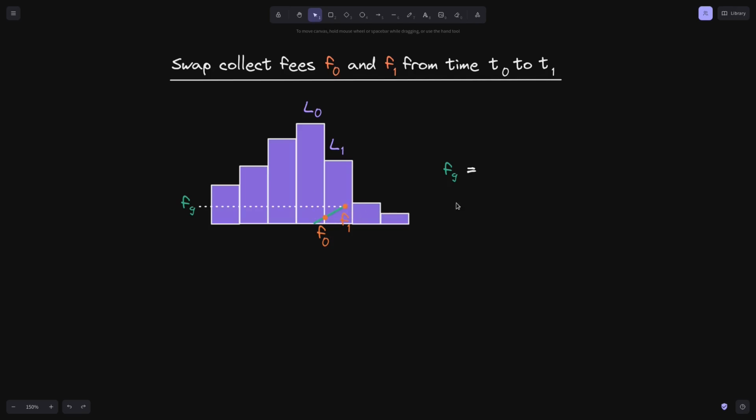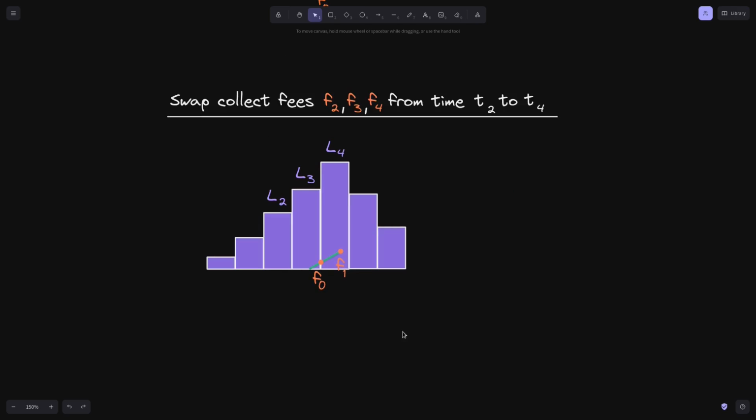Okay, so from this swap, let's calculate fee growth, f of g. Well, on the first swap, it collected F0 at liquidity L0, so we put F0 divided by L0. In the next liquidity at L1, it collected F1. So to this, we add F1 divided by L1. And this is what the fee growth will look like after there was a swap and the swap collected F0 and F1 of fees. Let's say that some time has passed and the swap collected fees of F2, F3, and F4 from liquidity L2, L3, and L4.